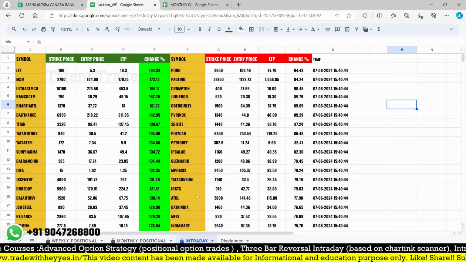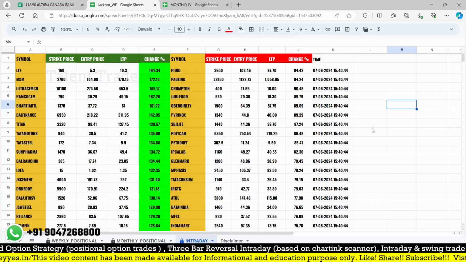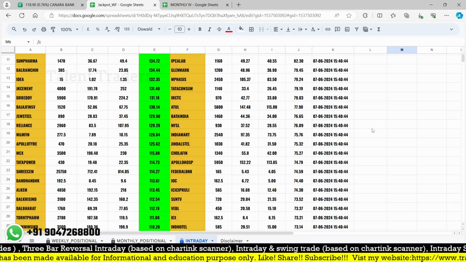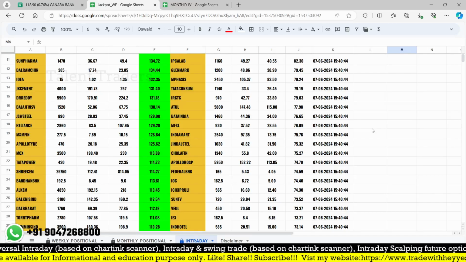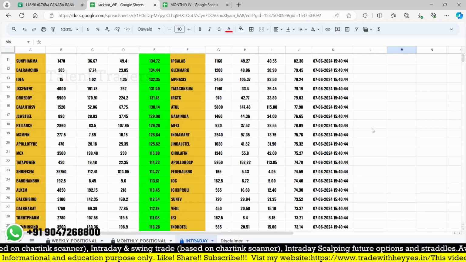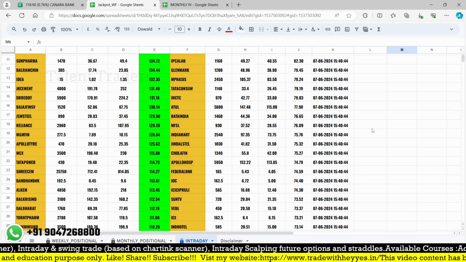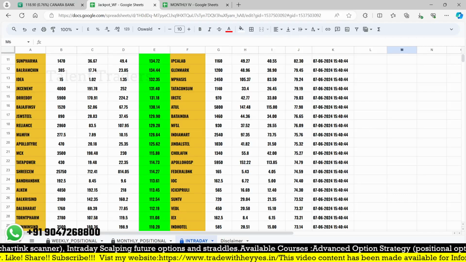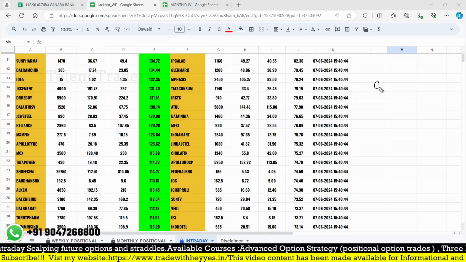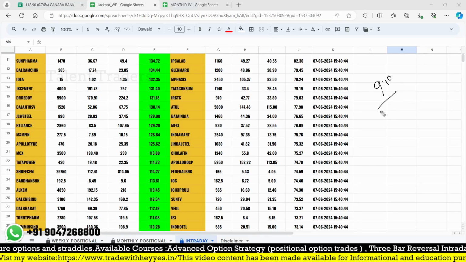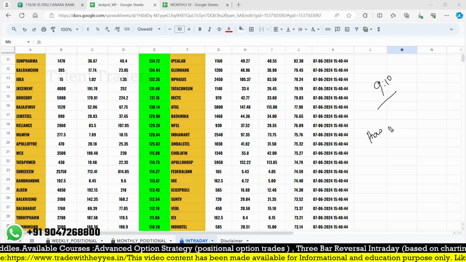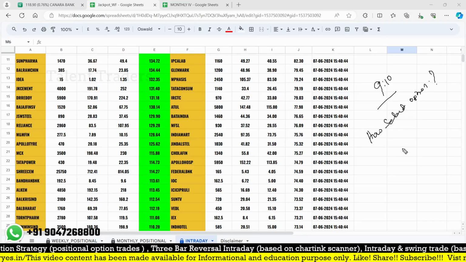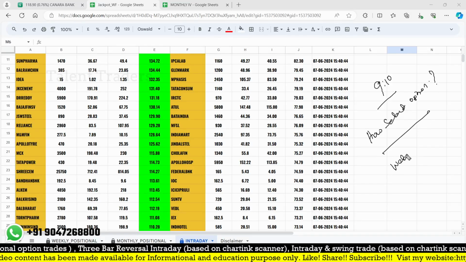And one more thing, many people are accessing our Google Sheet, but they don't know how to use it. I have already shared a tutorial video, but maybe you will not get how to select stocks in real time. So on Monday around 9:10, we are planning a webinar on how to select stocks and options using our Google Sheet for intraday. That webinar will be conducted on Monday morning.